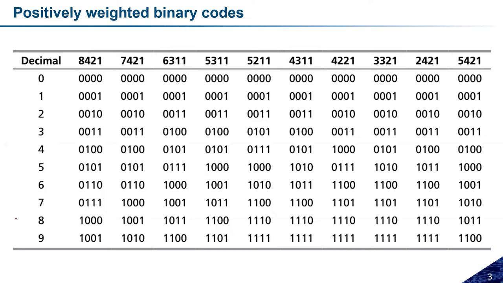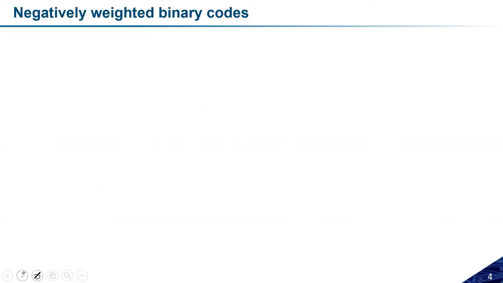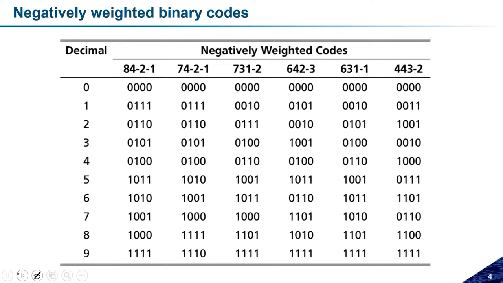To decide whether a code is positively weighted or negatively weighted, simply see if any of the weights is negative, then it becomes a negatively weighted code. If all are positive, then it is positively weighted. So let us consider the negatively weighted codes. Some examples of negatively weighted codes are 84 minus 2 minus 1, 74 minus 2 minus 1, and 731 minus 2. If any of the weights is negative, we call it a negatively weighted code.